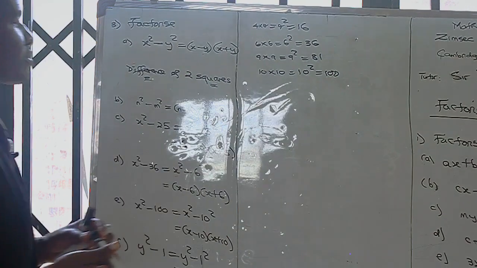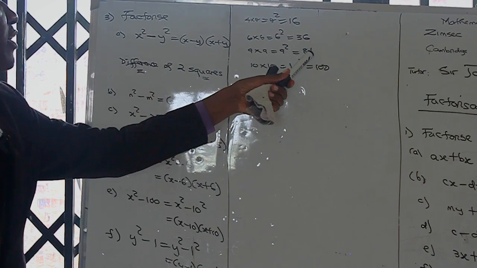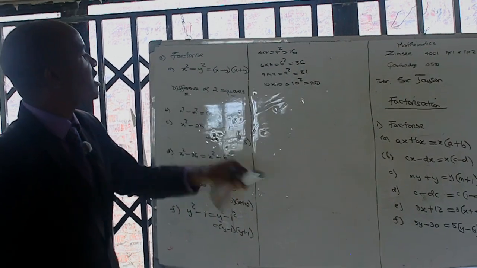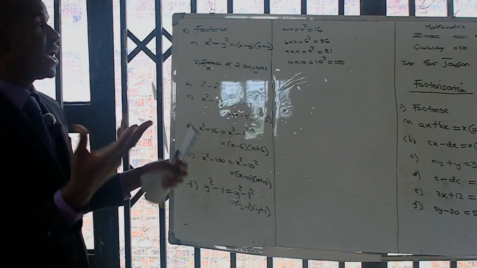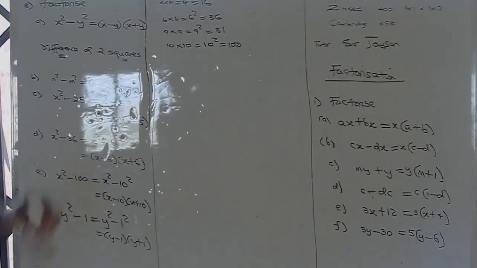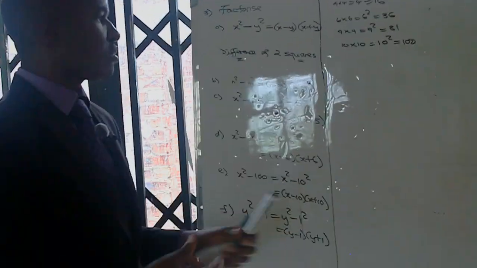So, when we have 100, we know it's 10 squared. When we have 81, we know it's 9 squared. When we have 36, we know it's 6 squared. When we have 16, we know it's 4 squared. When we have 9, that's 3 squared. When we have 4, that's 2 squared. When we have 49, that's 7 squared. 64, that's 8 squared. 144 is 12 squared, and so on.